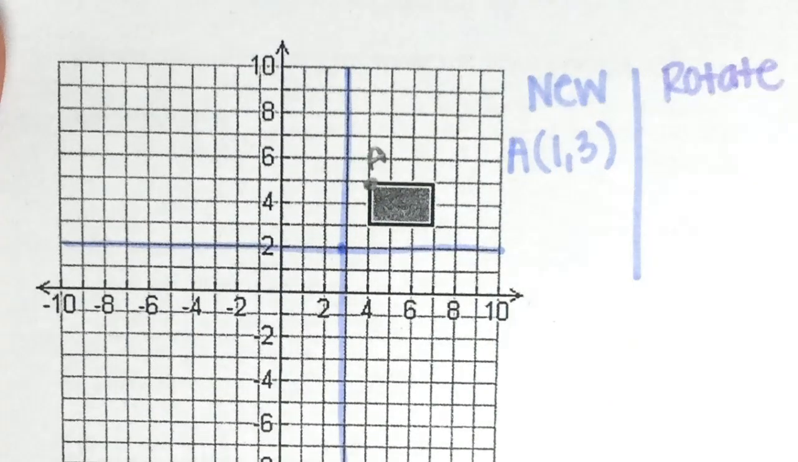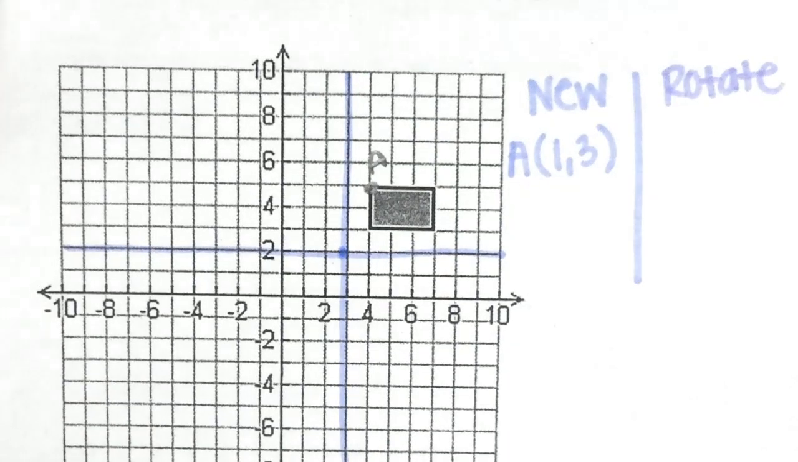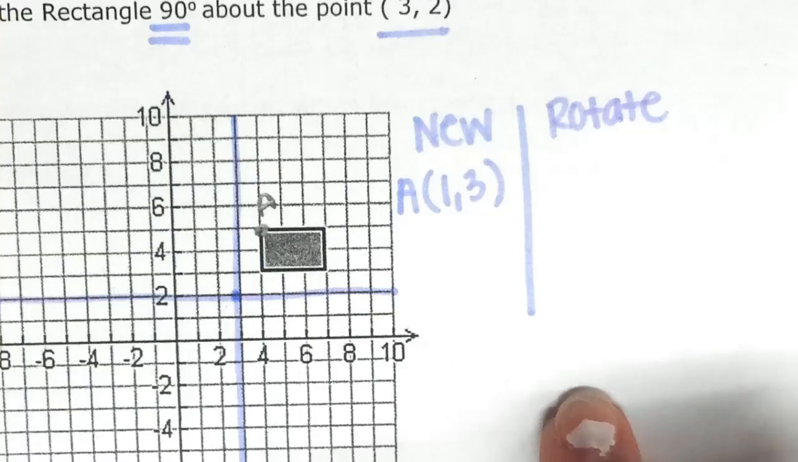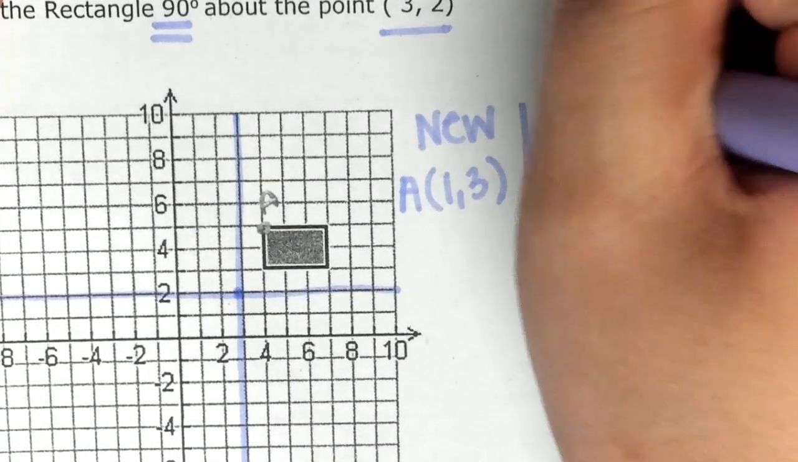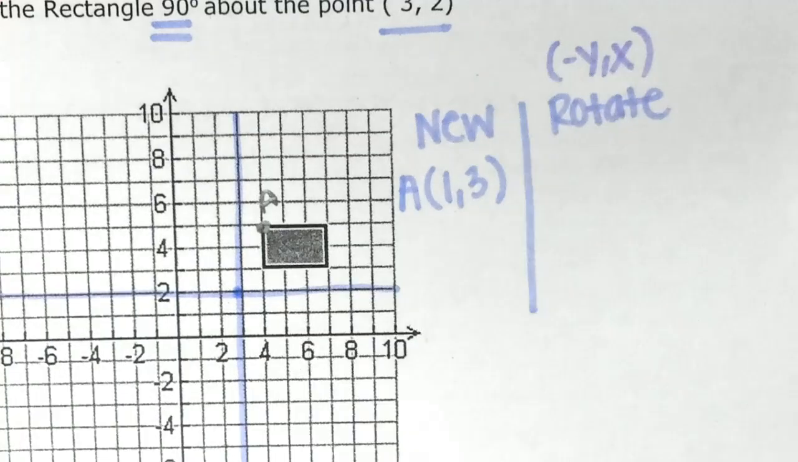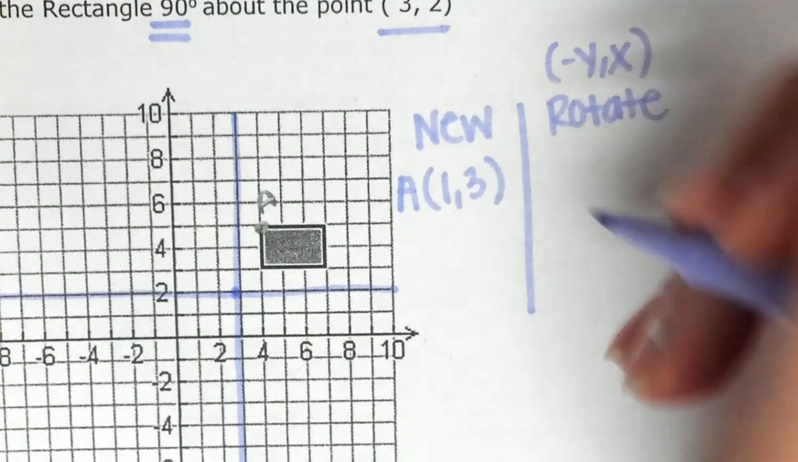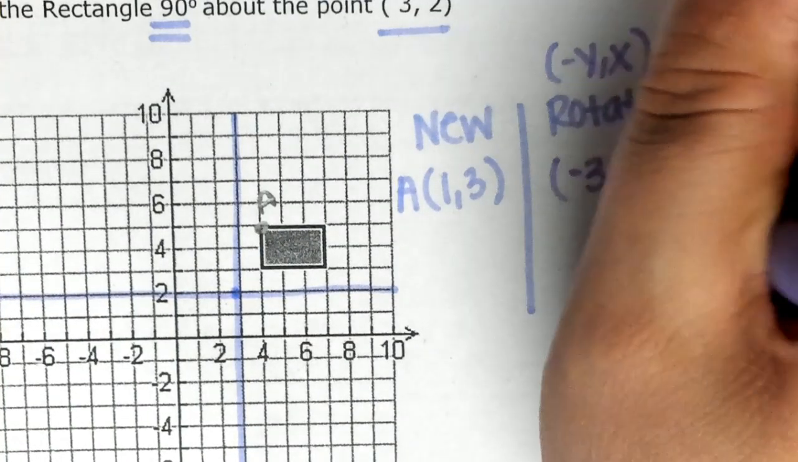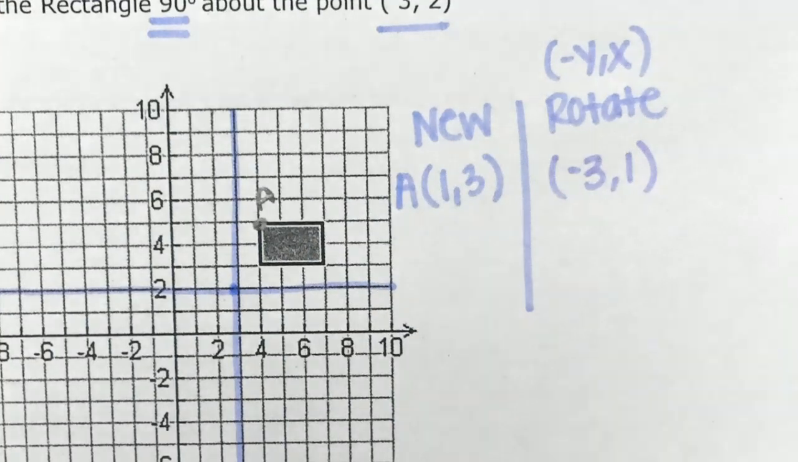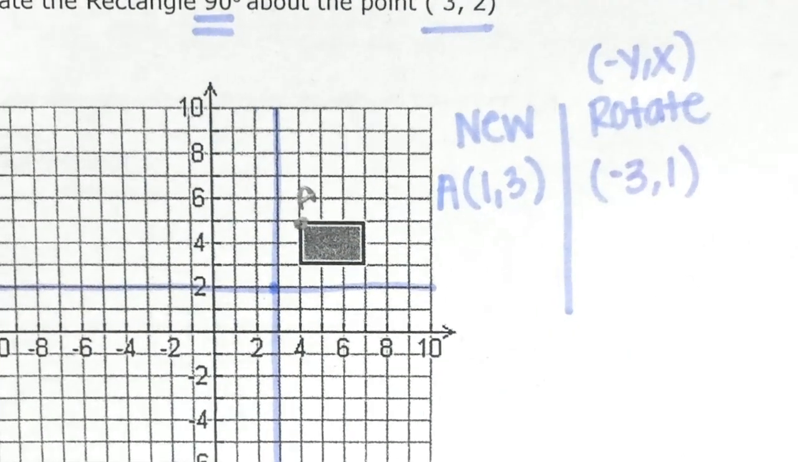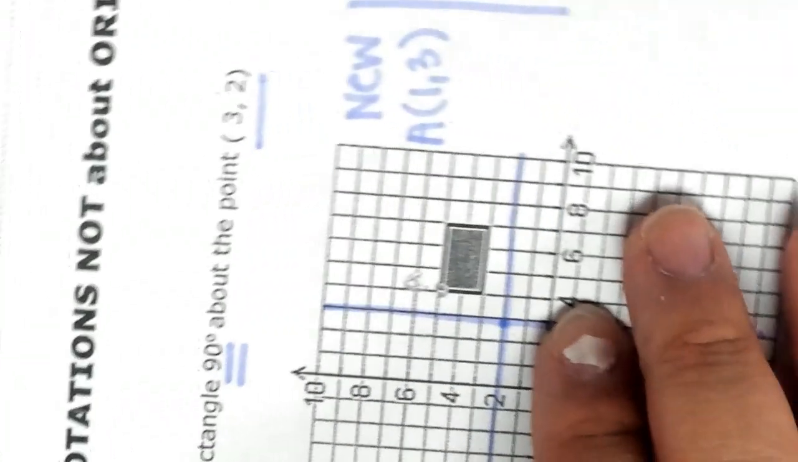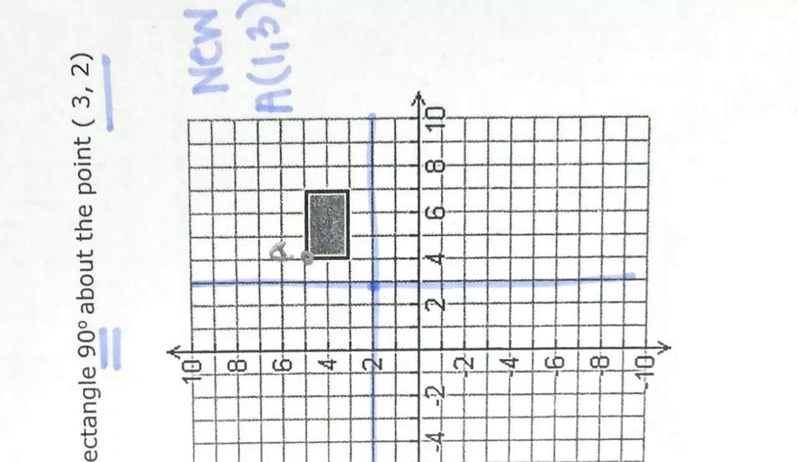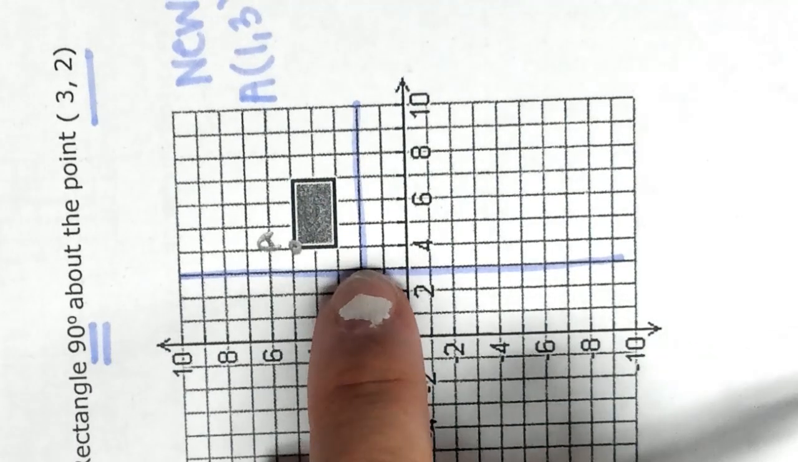How am I rotating? 90 degrees. You can do one turn counterclockwise, or you can do the rule. What is the rule for 90 degrees? If you had that memorized when I just asked it right now, do the rule. Negative y, x. There's your answer. If you don't have it memorized, look up. You're going to take your graph, turn it 90 degrees, and then where is A at now?